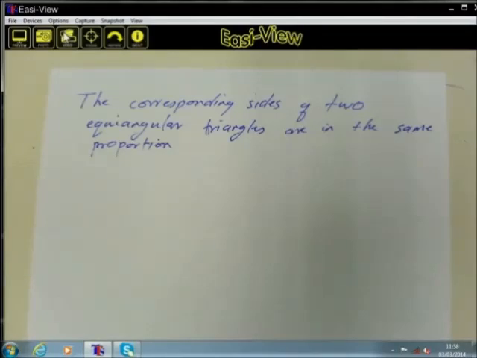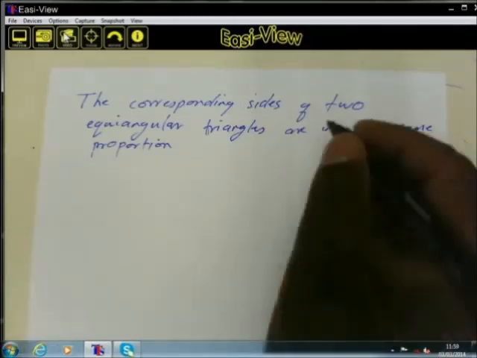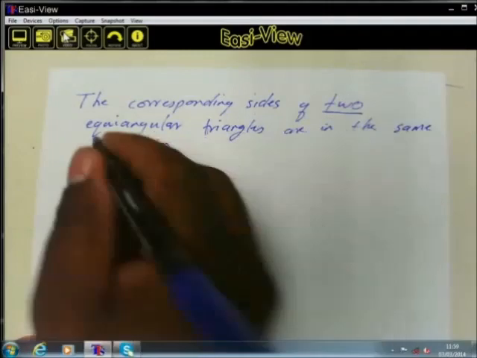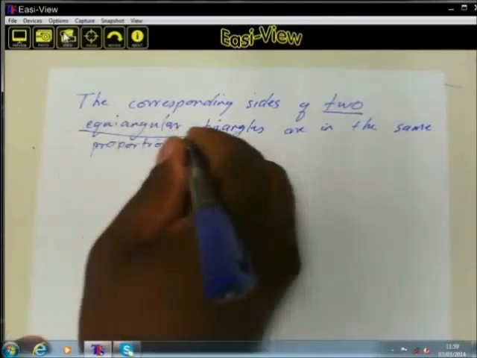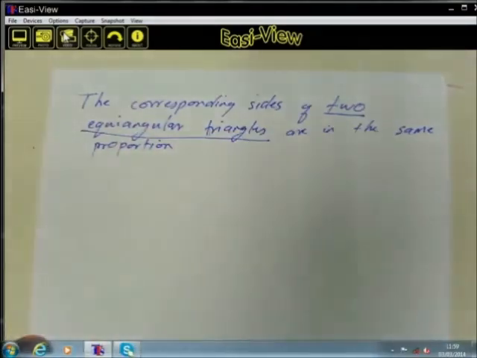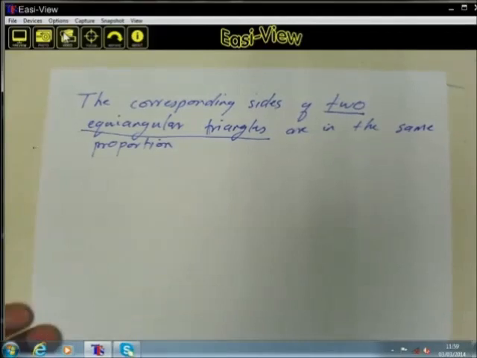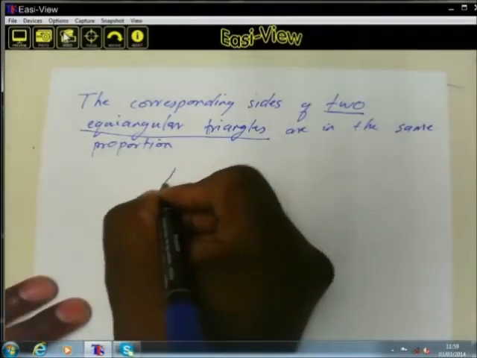Theorem, a statement that can be proved to be true. So the statement that is given is that the corresponding sides of two triangles, let me underline that, two equiangular triangles. Let me draw the two triangles. Let me draw the first triangle here.